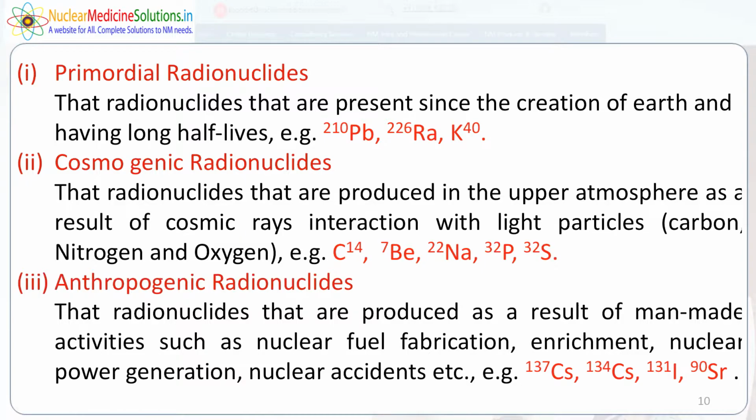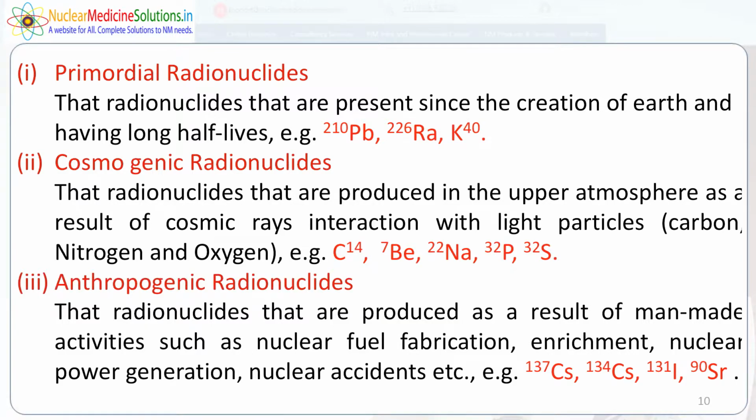Now, the second kind of radioactivity is defined as cosmogenic radionuclides. These are radionuclides that are produced in the upper atmosphere as a result of cosmic ray interaction with light particles like carbon and oxygen atoms, and we get different radionuclides like carbon-14, beryllium, sodium, phosphorus and sulfur. These are all radioactive materials.